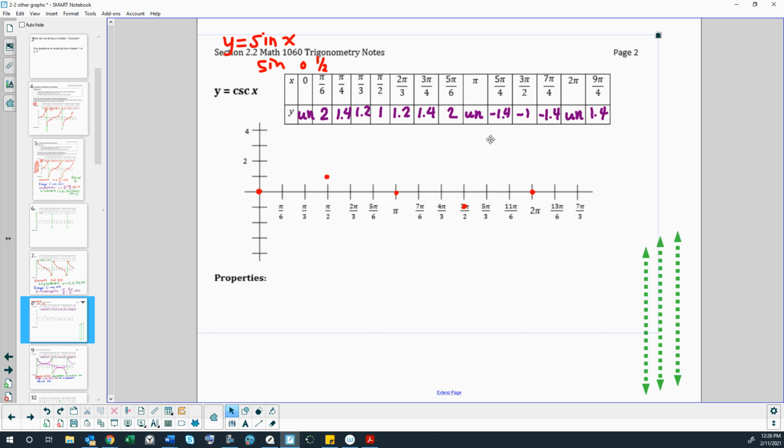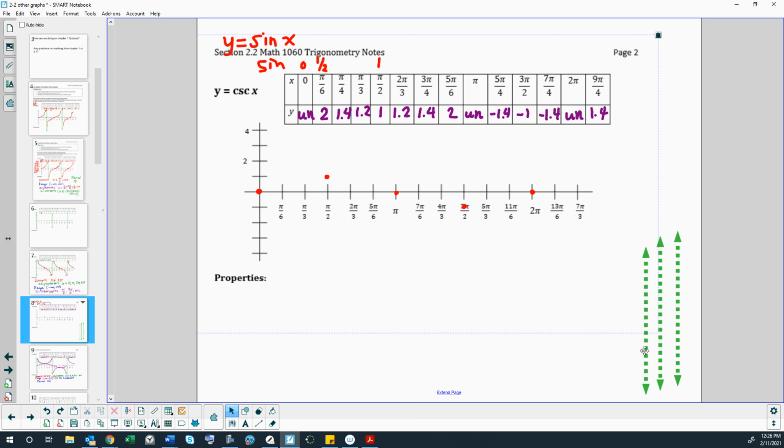So I previously wrote these down. The reciprocal of 0 is undefined. The reciprocal of 1/2 is 2. The reciprocal of 0.7 is 1.4. The reciprocal of 0.86 is 1.2. So notice as the sine numbers get bigger, the cosecant numbers get smaller. But then when sine is 1, the reciprocal of 1 is 1. So that's the lowest that cosecant will go, is 1. Because after sine becomes 1, sine starts getting smaller again, which means cosecant starts getting bigger again. Hopefully this inverse relationship makes sense.